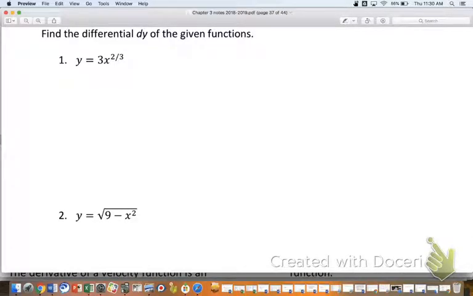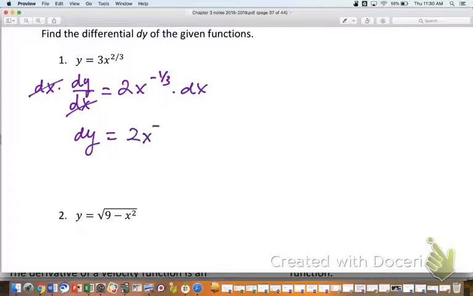So for number one, if you're trying to find the differential, here are your steps. Step one, find dy dx. What would that be using the power rule? 2x to the negative 1/3. That's our derivative, our dy dx. If I want the differential, I multiply both sides by dx, causing the left side to cancel, where the dx's go bye-bye. I get dy equals 2x to the negative 1/3 times dx, or just dx. And that would be my differential.